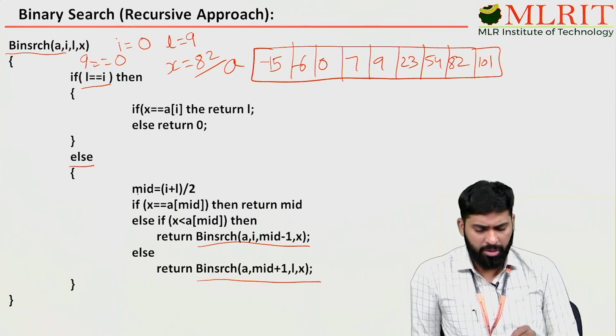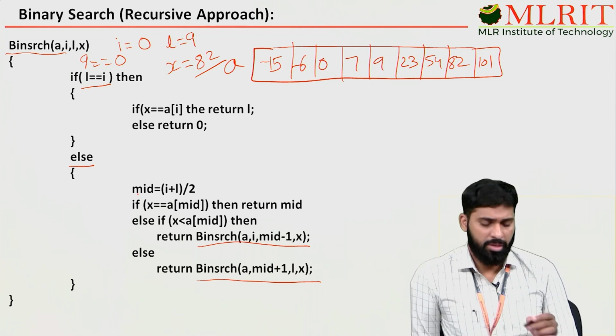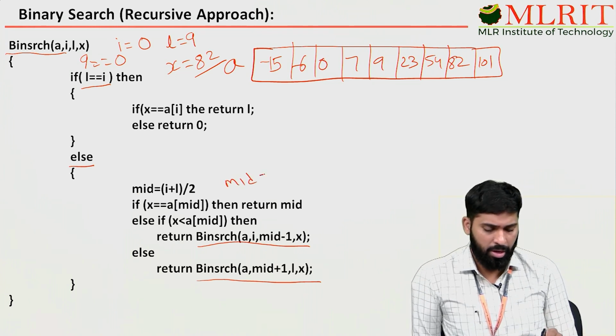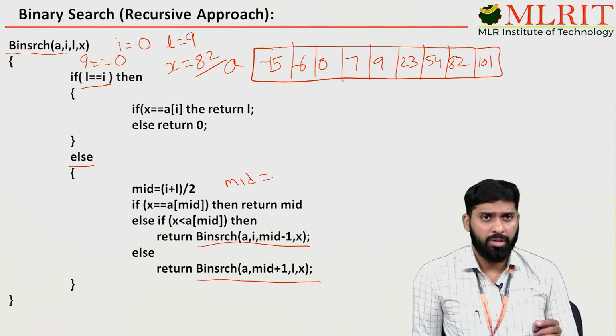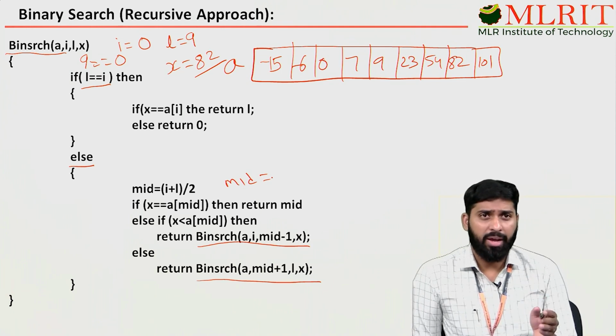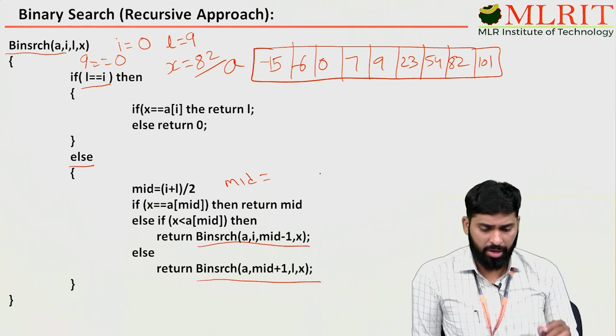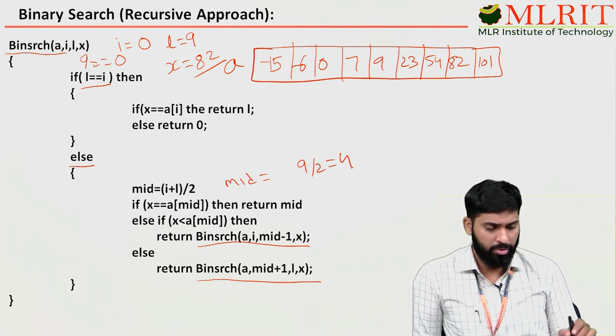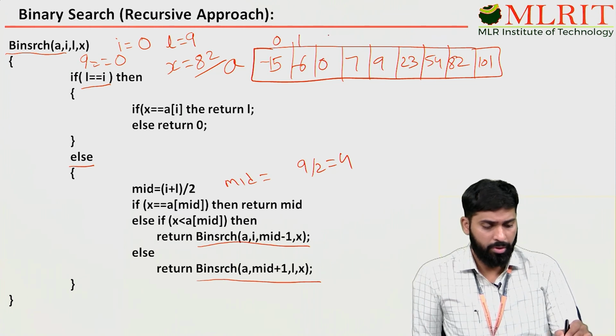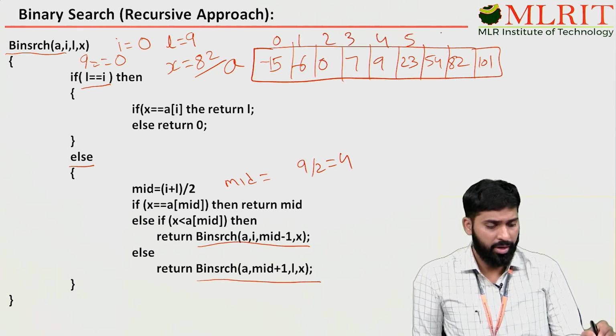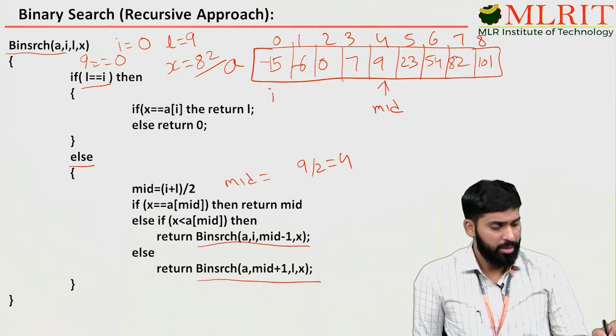In else, we are going to find the mid. Already we discussed how we find the mid. Mid equals low plus high by 2. Here the low is I, high is L. So what is the I value? 0. What is the L value? 9. So total 0 plus 9, 9 by 2, that equals 4. Now 0, 1, 2, 3, 4, 5, 6, 7, 8. Now 4. This is the mid. So this is I, this is L.